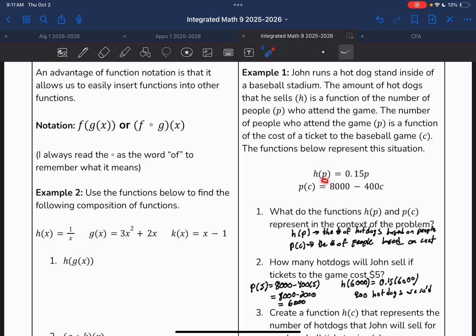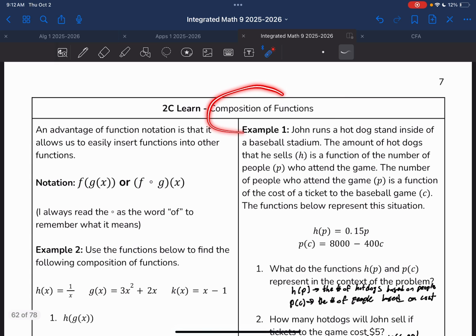We took one function, the function that told us the number of people who will show up to the game as a function of the cost of the tickets. And we plugged that inside a different function, which told us based on how many people come to the game, how many hot dogs will be sold. So we're embedding one function inside another function. And we call that composition of functions.